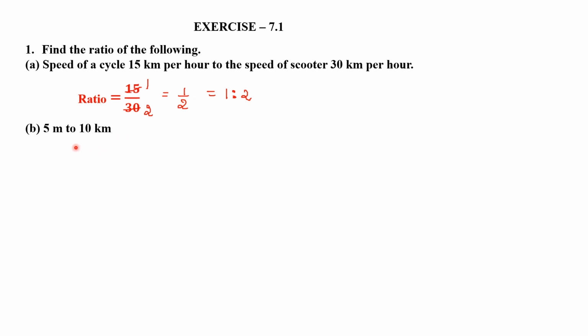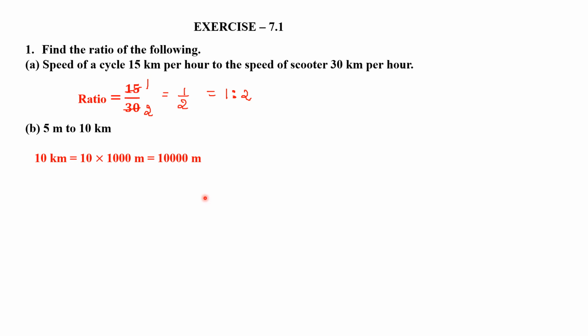Now the second one, you have to find the ratio of 5 meter to 10 kilometer. But if you see here, one of the units is in meter, one of the units is in kilometer. So the first step is always to convert them into the same unit. So I am going to convert 10 kilometer to meter. It is always good to convert a bigger unit to a smaller unit, because when you convert a bigger unit to a smaller unit, you have to multiply, right? And multiplication is easier than division. We know that 1 kilometer is 1000 meter. So 10 kilometer will be 10 into 1000, which will give me 10,000 meter.